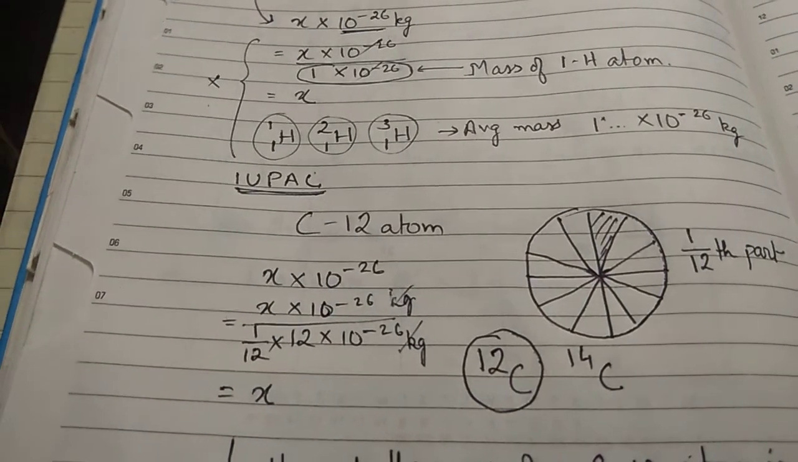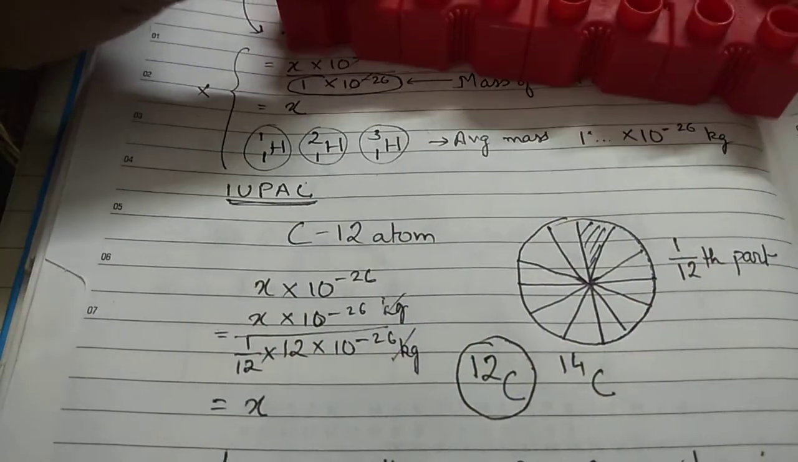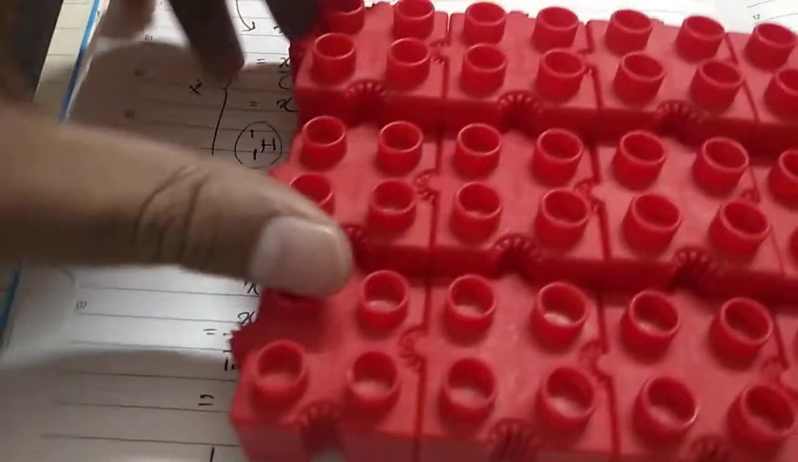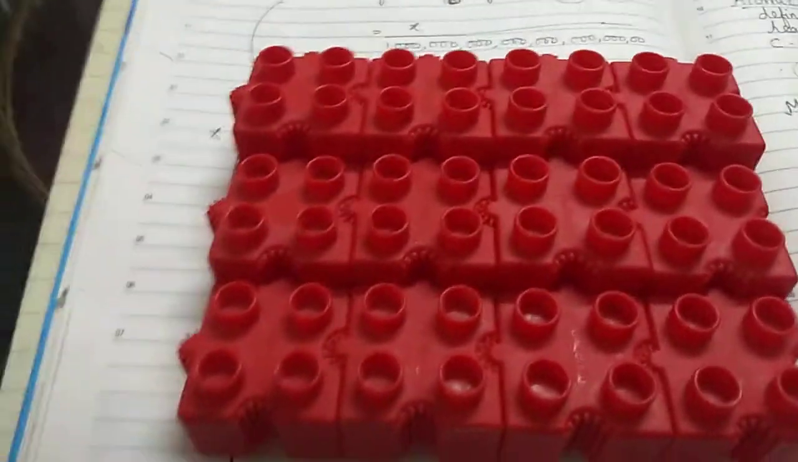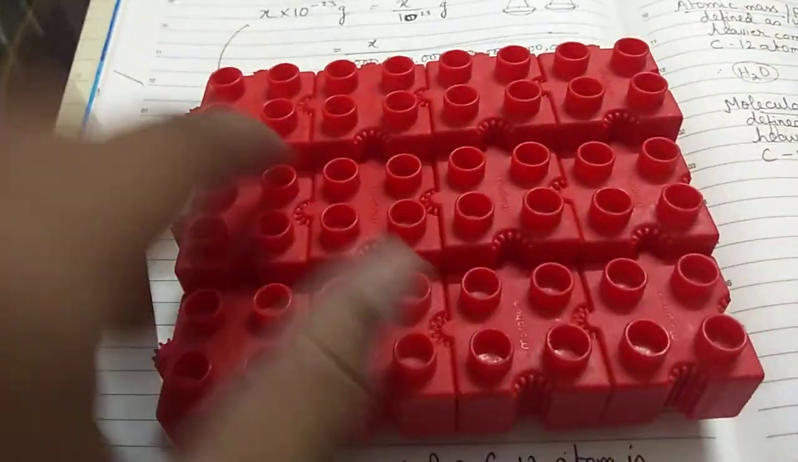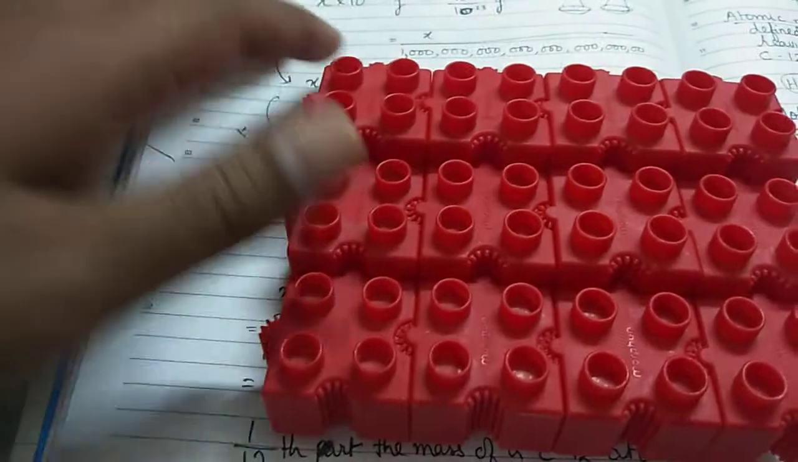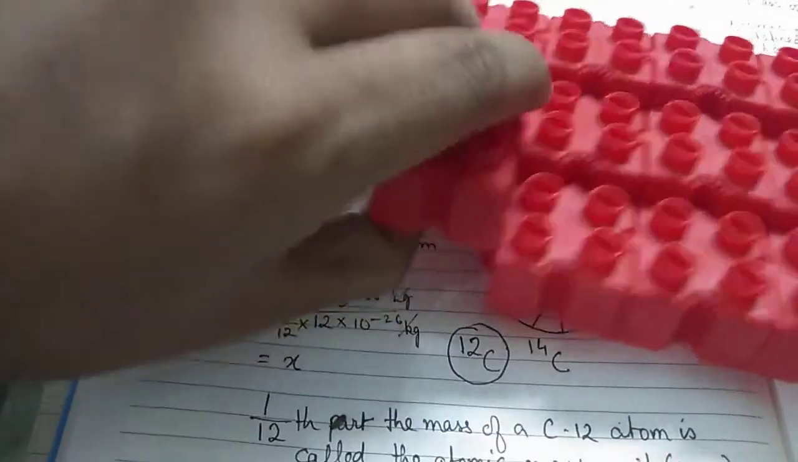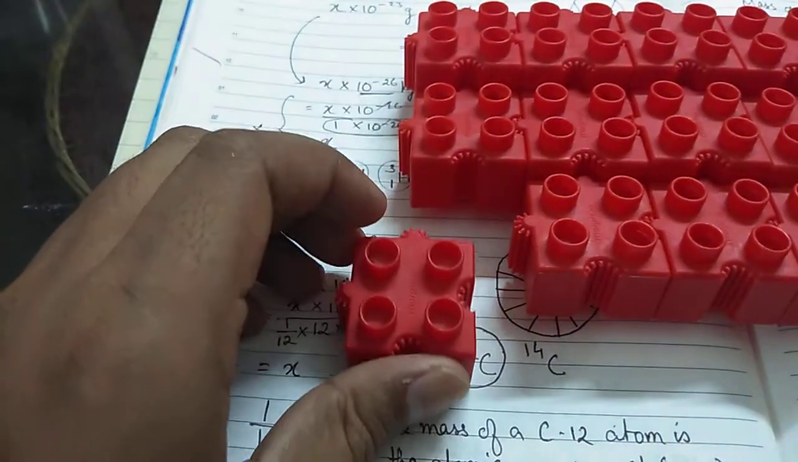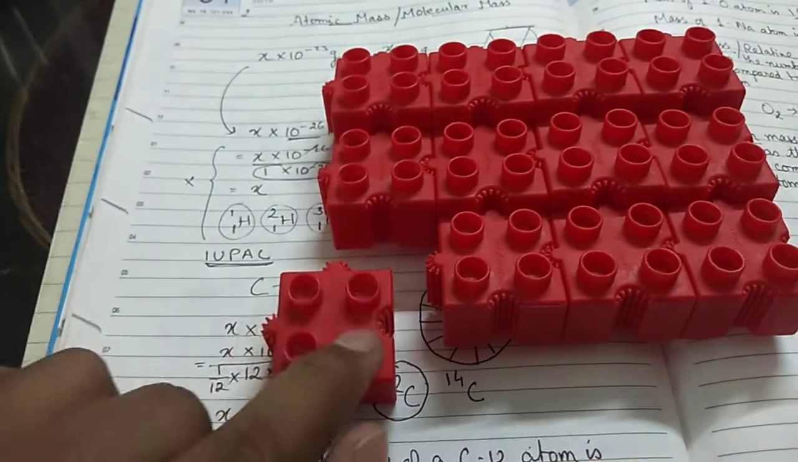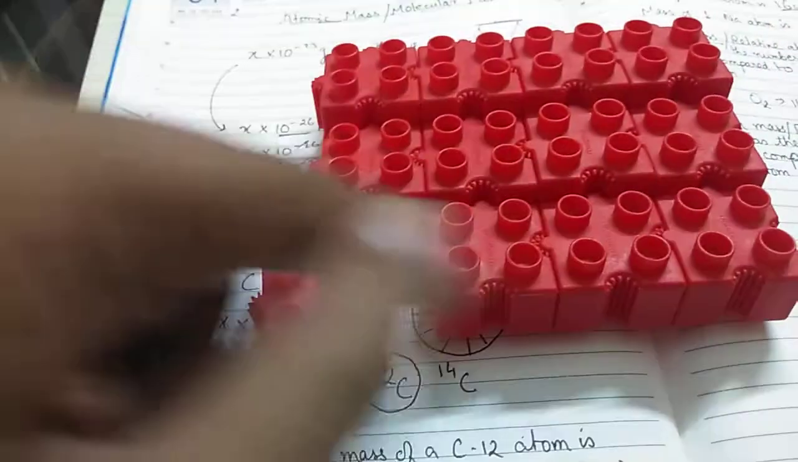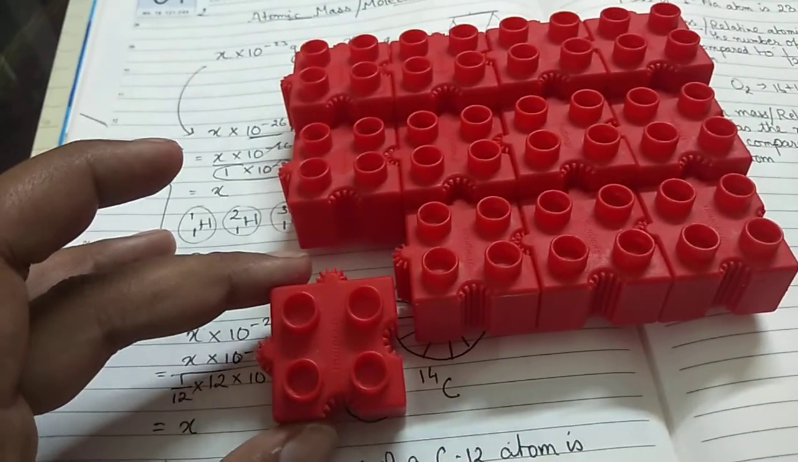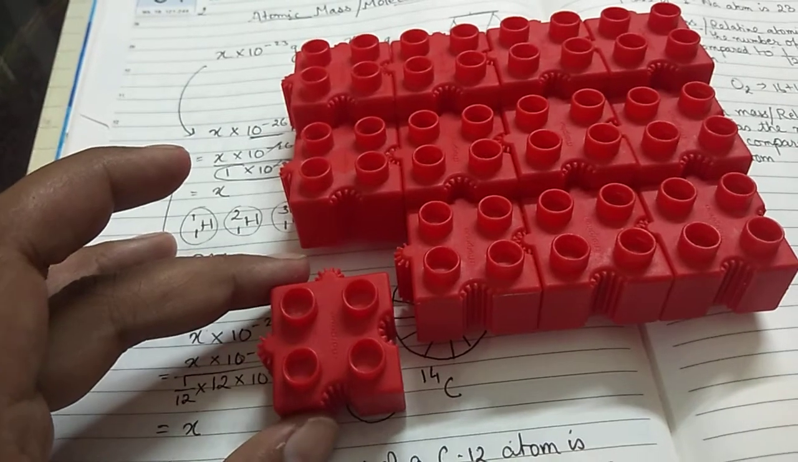Now how can we say, for example, suppose there is a carbon atom. This is a carbon atom and it is having 12 parts. Let's say this whole thing is a carbon atom. Now if I take out one part out of this, what does it become? It becomes 1 by 12 part the mass of a carbon 12 atom. Then this is taken as the standard for comparison, for finding out or describing the atomic mass of other atoms.